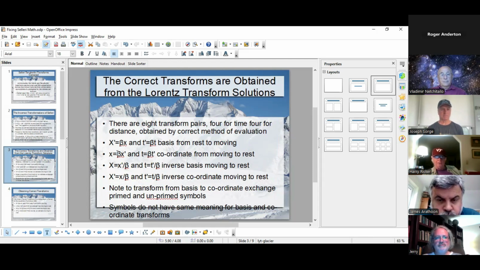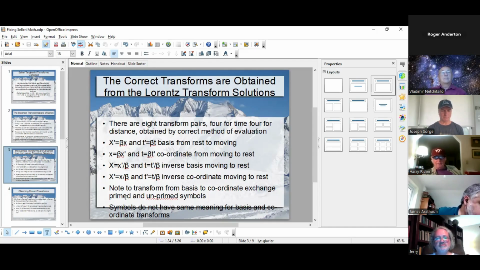Then we have the other, which is the coordinate transformation. Notice here x equals beta x prime. These are consistent. Notice that they're in the same form. They're not in different forms. They're in the same form. x equals beta x prime. So we're moving along here. So we have all these.